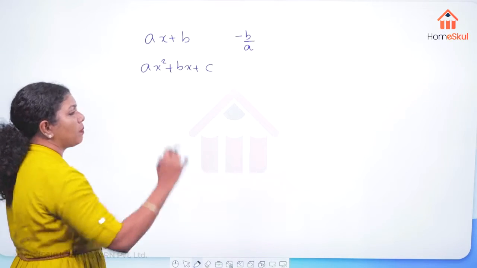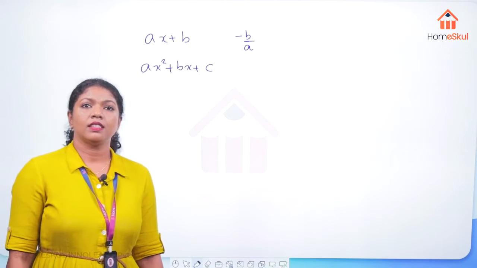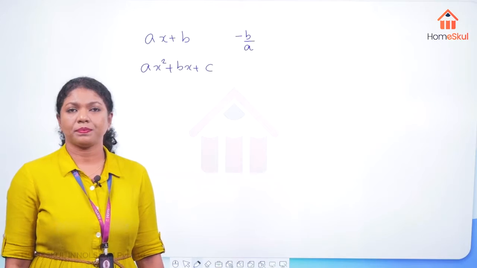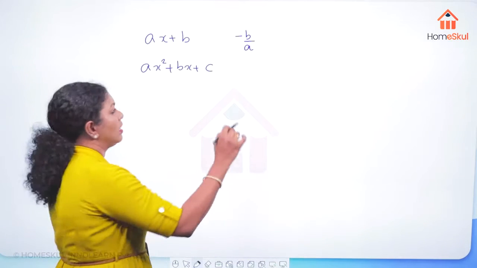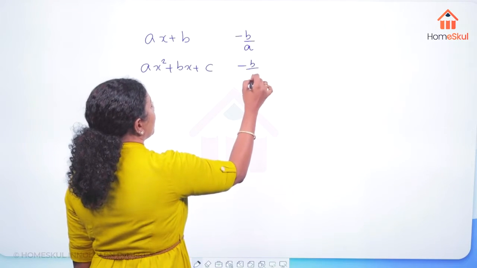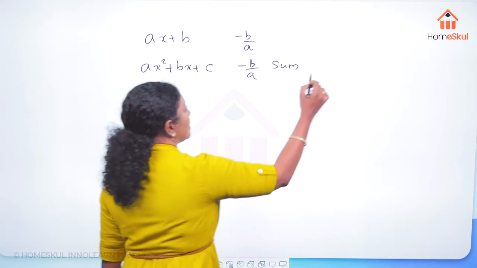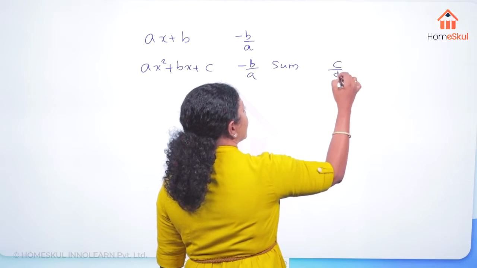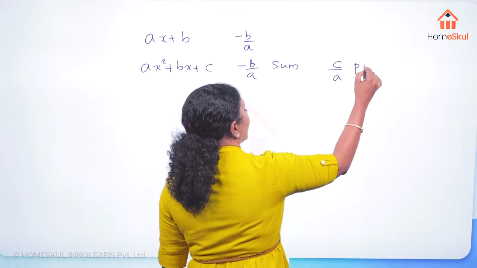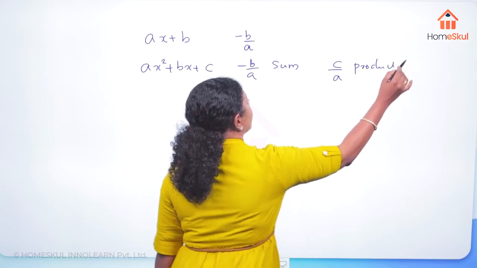And for a quadratic polynomial, how do you take it? Minus b by a is the sum, and c by a is taken as the product. So let me ask you one thing.